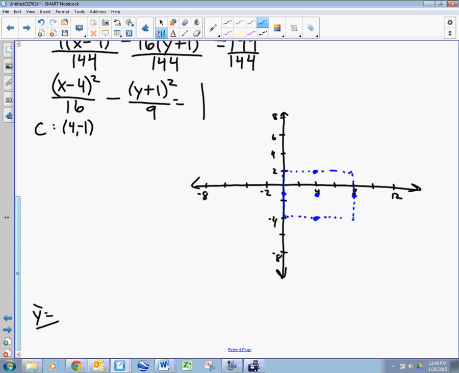Once I have my box sketched, what can I draw through my box? What are they called? Asymptotes.